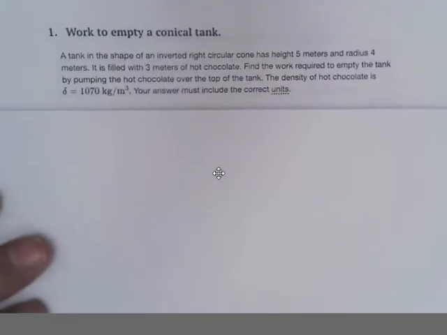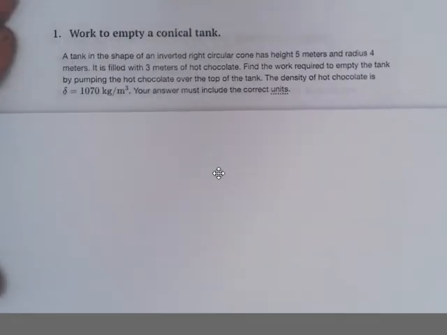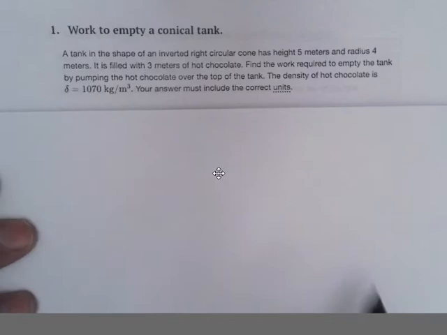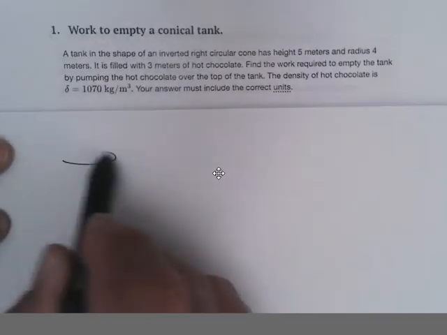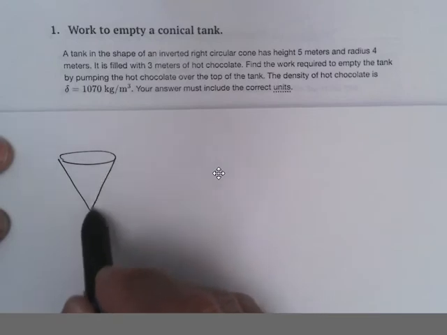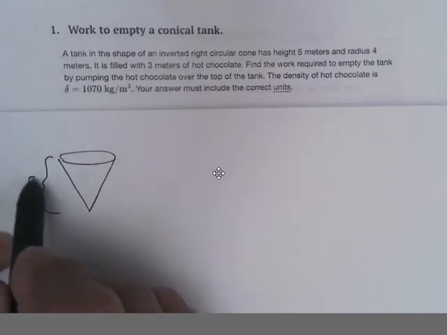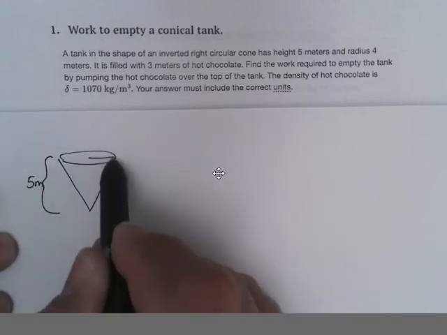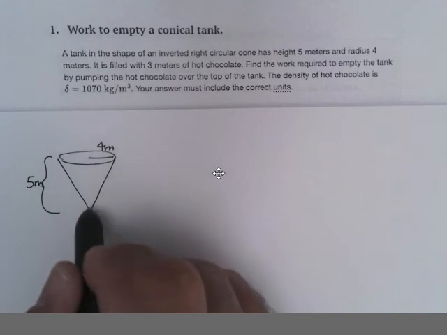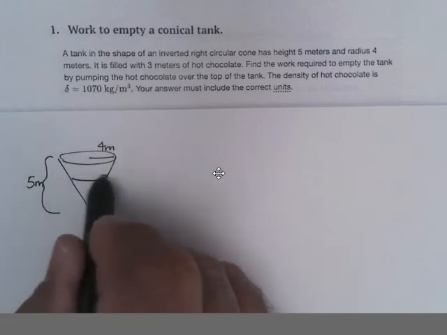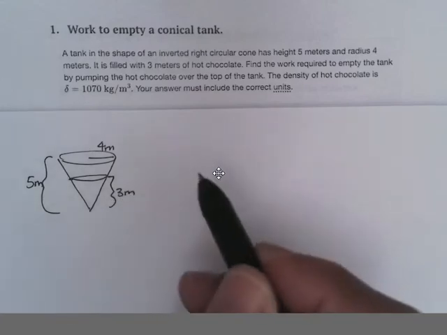Okay, we're doing 6.4, the exercises. Number 1 says there's a tank that's an inverted right circular cone. Height is 5 meters. Radius is 4 meters. It's filled to 3 meters deep of hot chocolate.